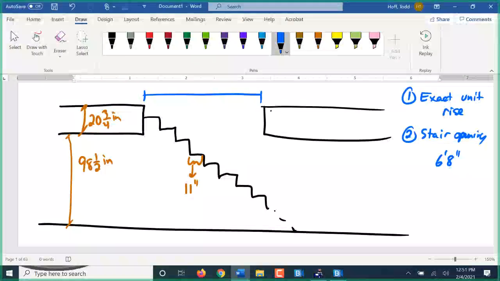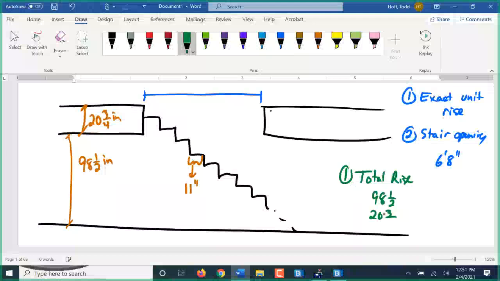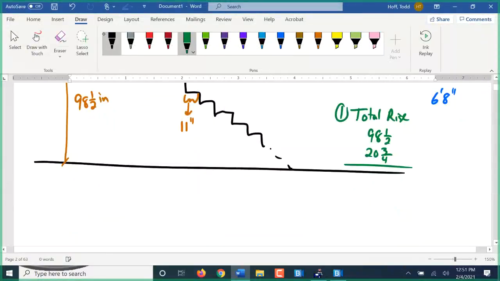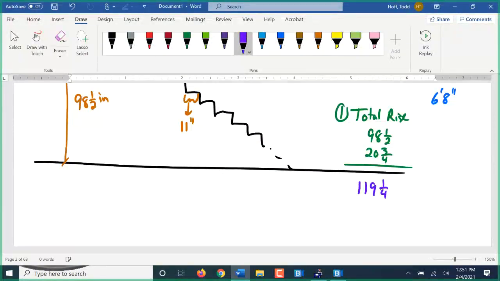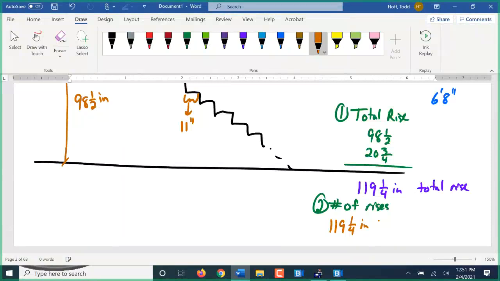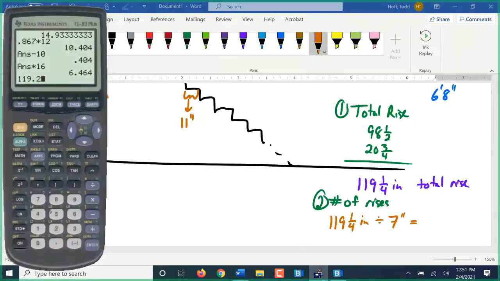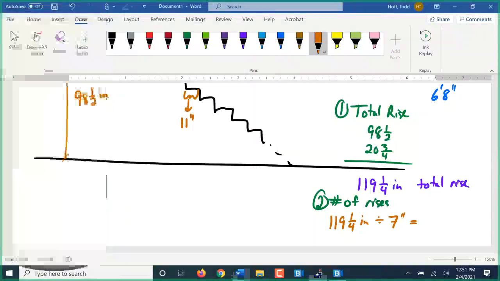So, remember, the first thing we need to find is the total rise. That's going to be the 98 1/2 plus the 20 3/4. Giving us 119 1/4 inch total rise. Next, the number of rises. We're going to do that by taking the total rise, 119 1/4, divided by our estimated unit rise of 7 inches. 119.25 divided by 7 is going to give us 17.035.